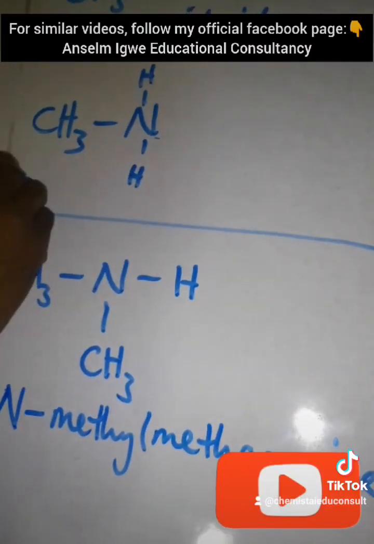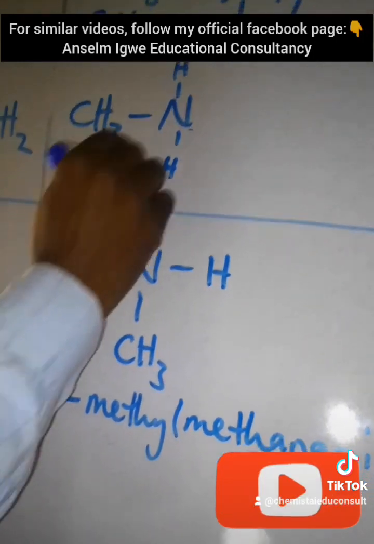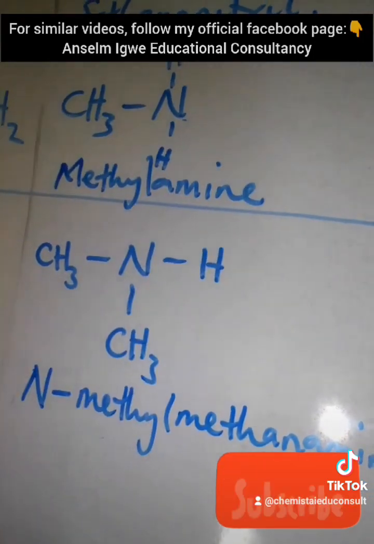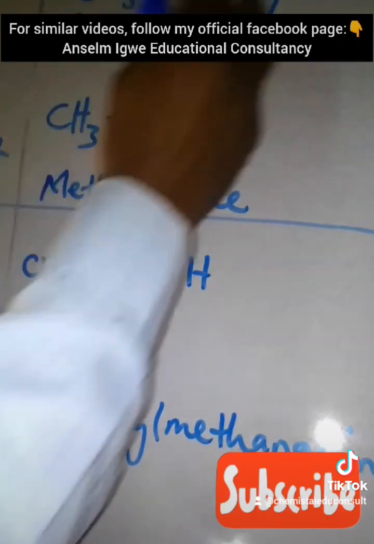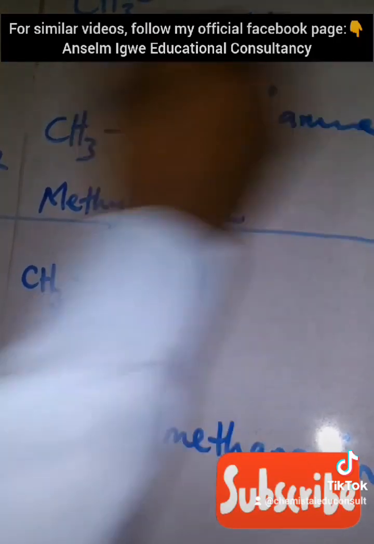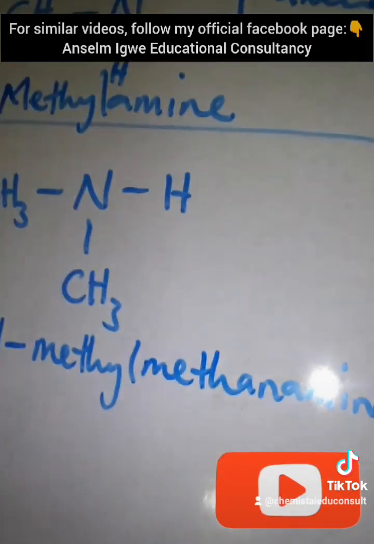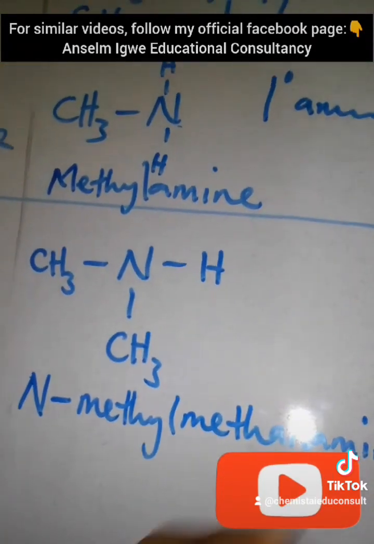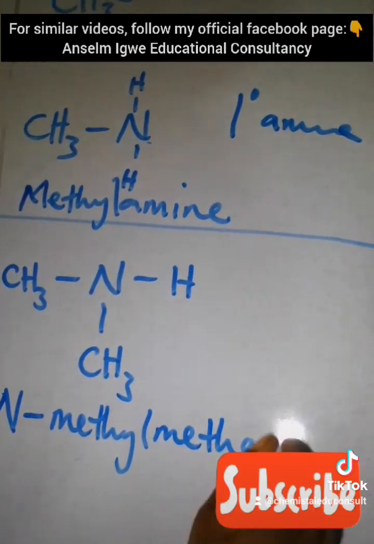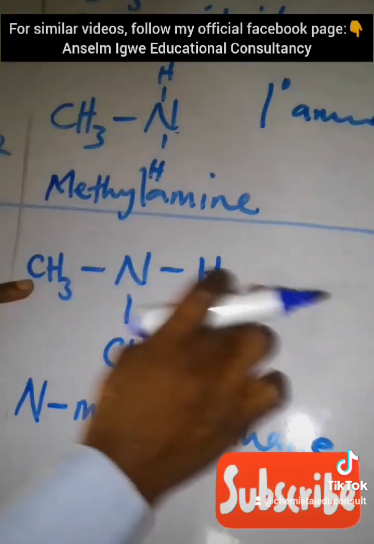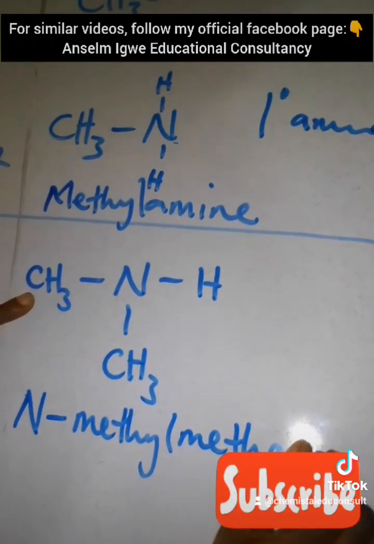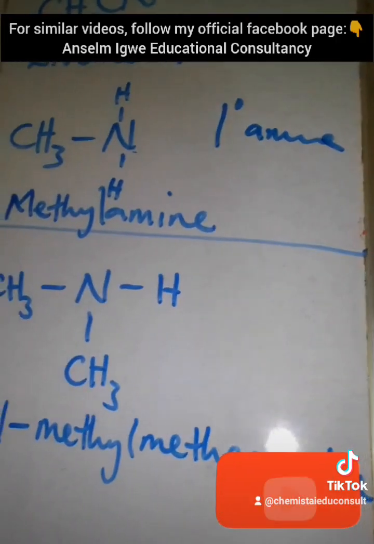The name of CH3NH2 is methylamine, which is a primary amine. Why is this one N-methyl methenamine? Secondary amine. Methane here, because it's one carbon along this chain. You remove E and put amine to complete the name.